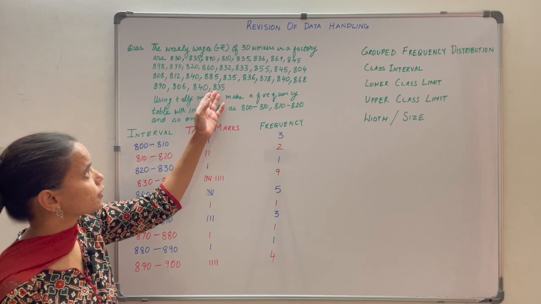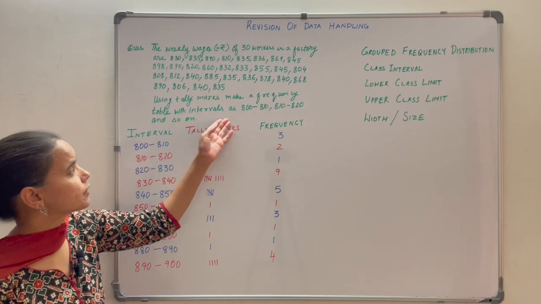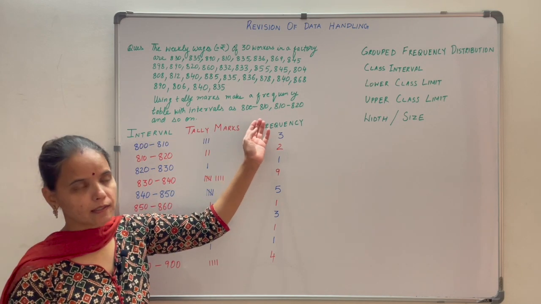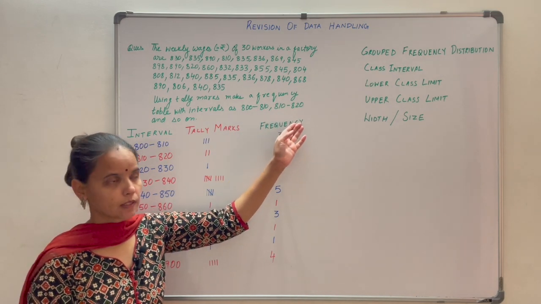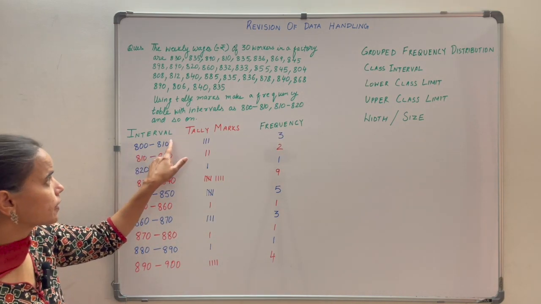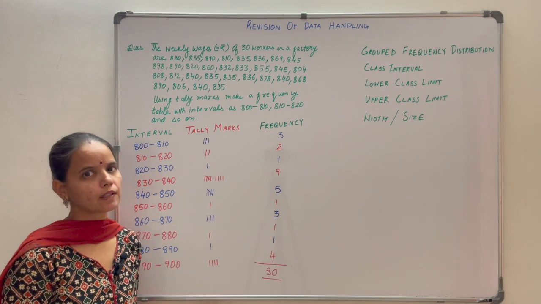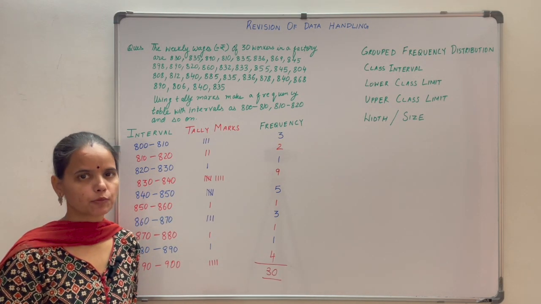This is the weekly wages in rupees of 30 workers. Using the tally marks, make a frequency table with the intervals as 800 to 810, 810 to 820. So like this, we are going to group the data. So this is the interval, tally marks and frequency. This table is called the grouped frequency distribution table.